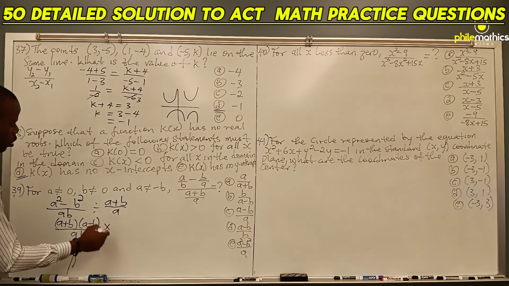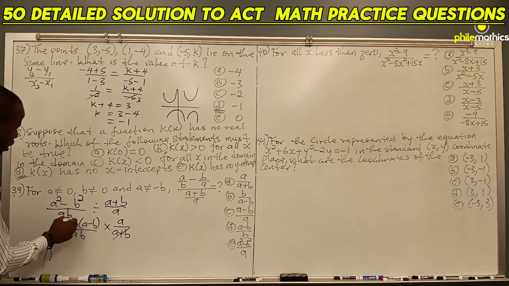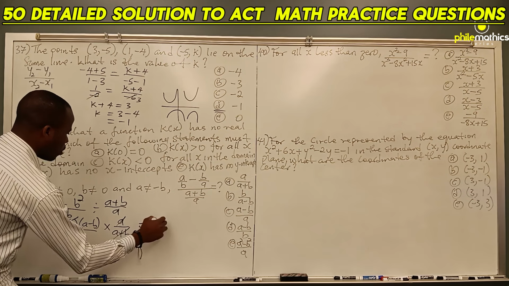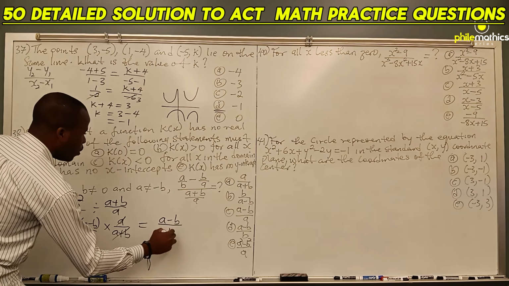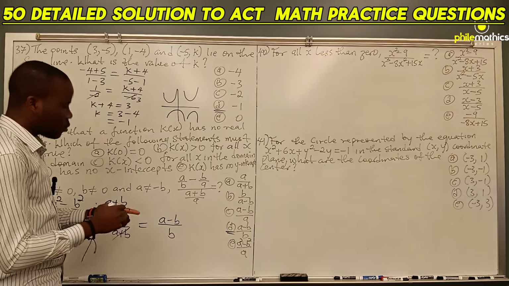If we change division to multiplication, this will be a over a plus b. A plus b can cancel a plus b, and a can cancel a. So we are left with a minus b over b. A minus b over b, which is D.